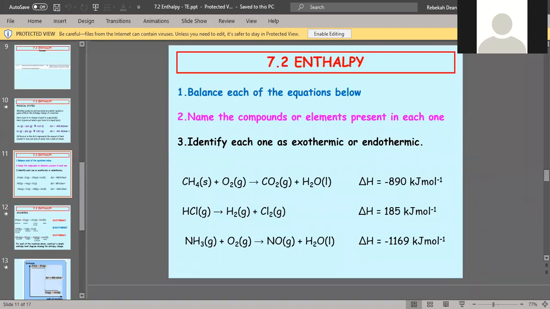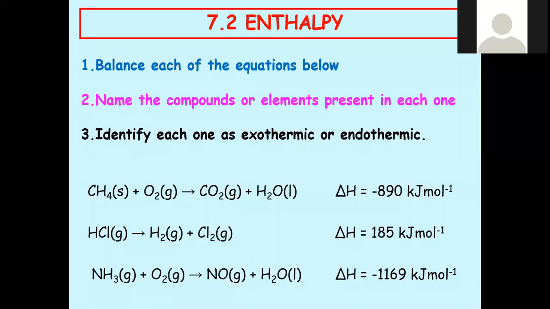Okay, so first thing is we're going to balance the equations. We're also going to name the compounds or elements present in each one, and then we're going to identify each one as exo or endothermic. So let's have a look at our first one. Let's annotate this. Let's get a different colored pen. Let's get red.